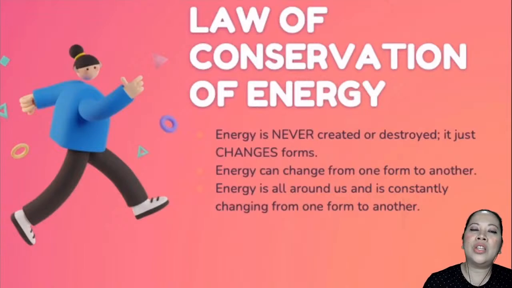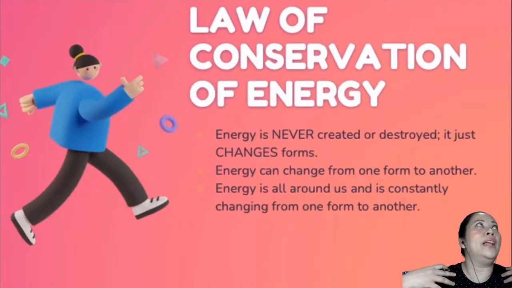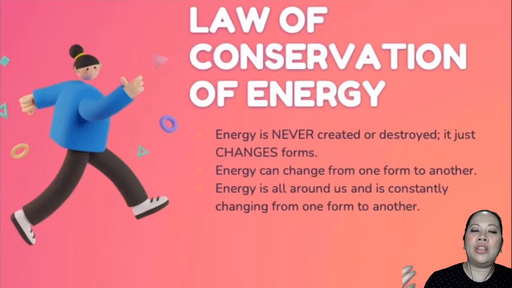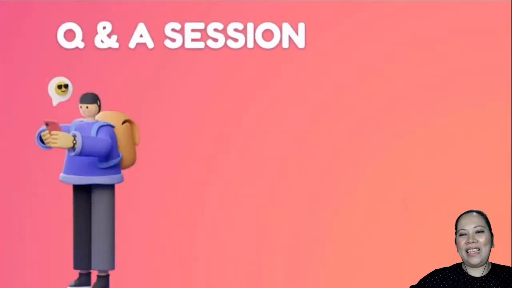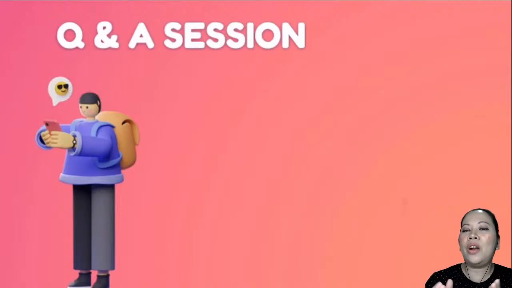I think we had one live session as well where we talked about chemical energy, energy from the sun, electron and nuclear energy, and so on. Energy is all around us and is constantly changing from one form to another. Just imagine electricity. Before it can bring out light, it has been consecutively changed into different forms of energy. And that ends our lesson for energy. I hope that you are able to understand our topic for tonight.